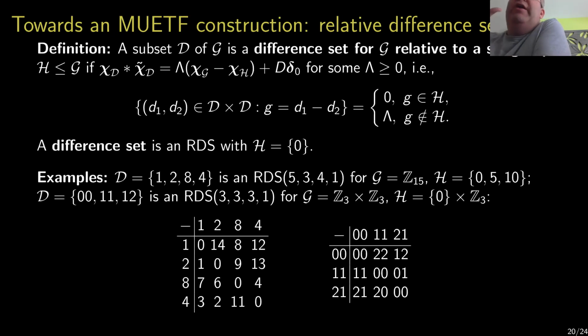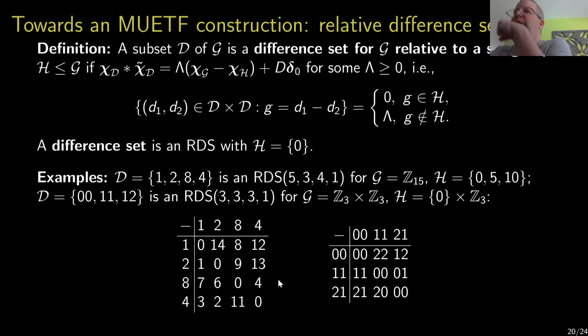A relative difference set is a subset of a group, like for example, down here I have 1, 2, 8, 4 as a subset of the group Z mod 15. And what I want is that when I take differences of members of that set with each other, of course I'm going to get some zeros. 1 minus 1 is 0, 2 minus 2 is 0, etc. But what I want is a nice pattern elsewhere.